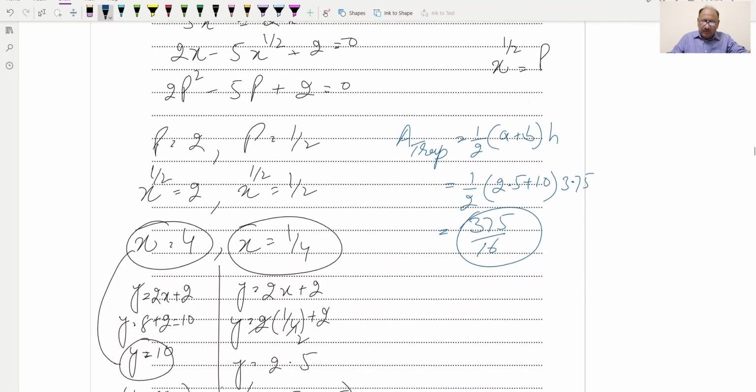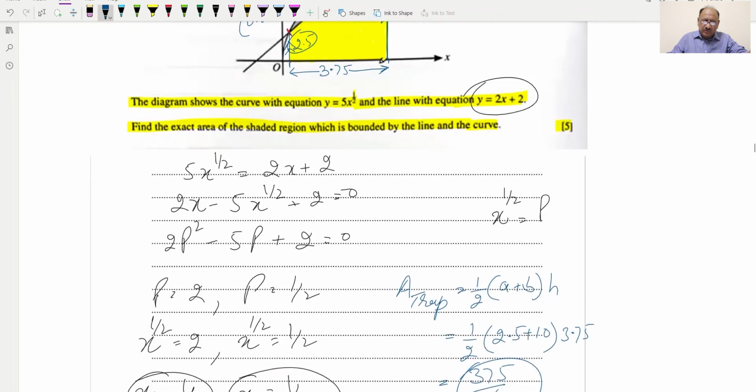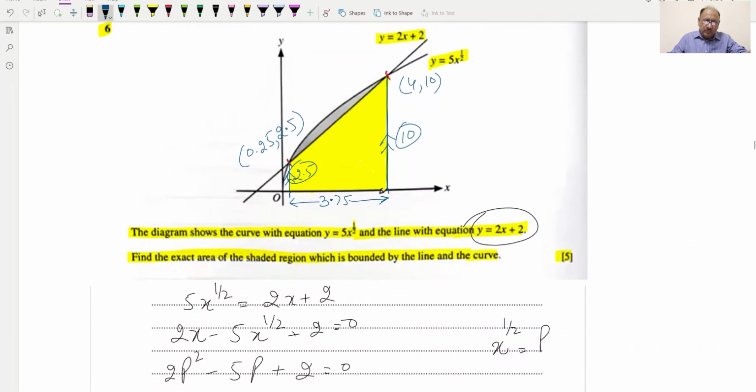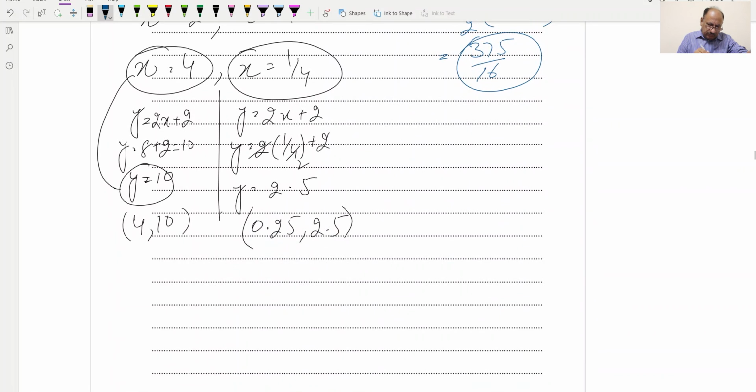Now we need the area of the shape under the curve, which is 5x raised to 1 by 2. So what is the limit? The limit is from 1 by 4, or 0.25, to 4. So we will be integrating that one. So the integral of 5x raised to the power 1 by 2 dx, from 1 by 4 to 4, and we can integrate.